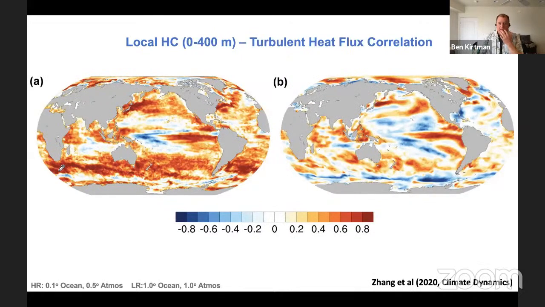And then just one more figure, looking at why we're getting these longer timescales. This is looking slightly higher in the ocean, at the heat content from the surface to 400 meters and the turbulent heat flux. Again, you can see these eddy-rich regions of the Southern Ocean, the North Atlantic, and the Pacific are really popping with much higher correlations compared to the lower resolution model.